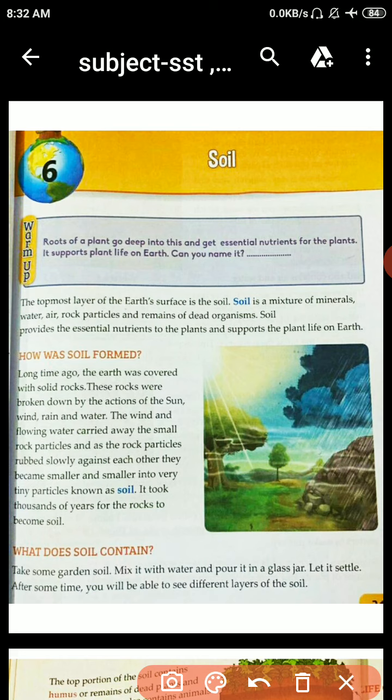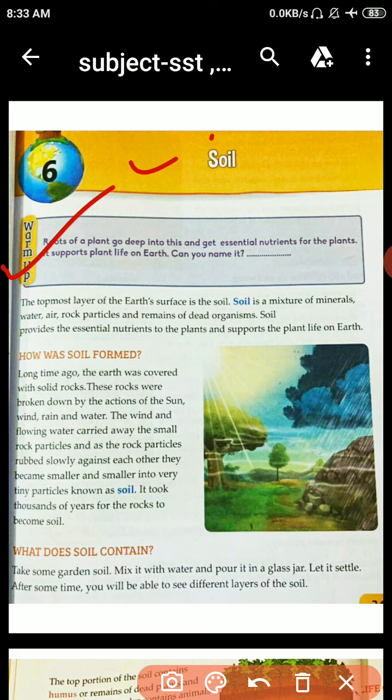Now, student, first of all, I will explain what is soil. Soil is the uppermost layer of the earth. It is an important natural resource which forms a basis for agriculture. Without soil, no plants can be grown. All living beings directly or indirectly depend on soil. So, we will start our topic with a warm-up activity.